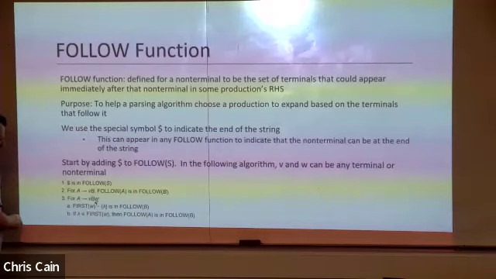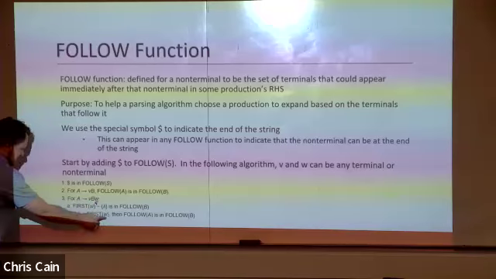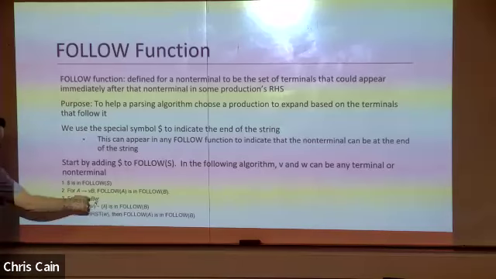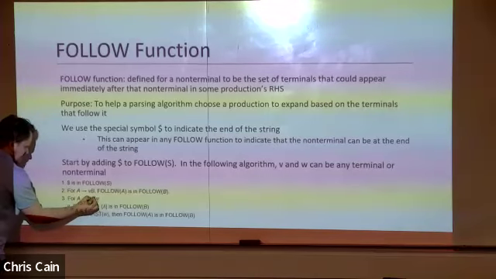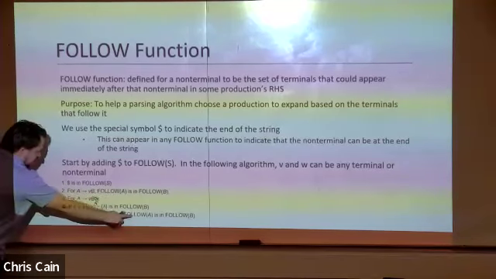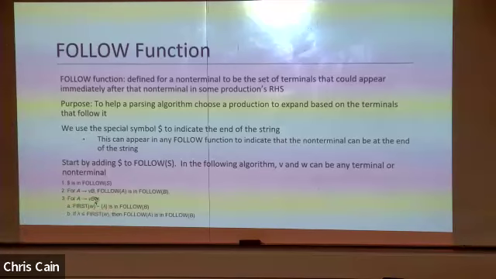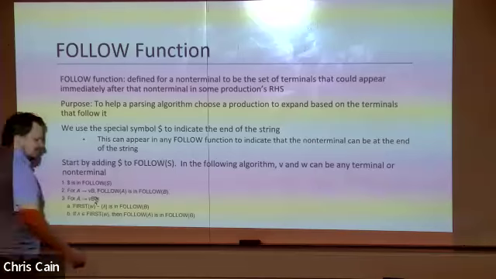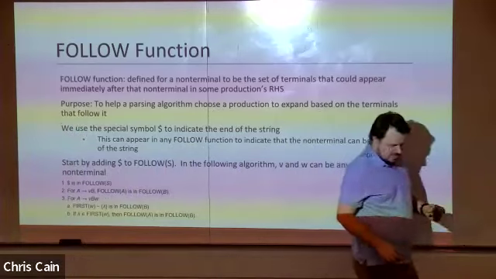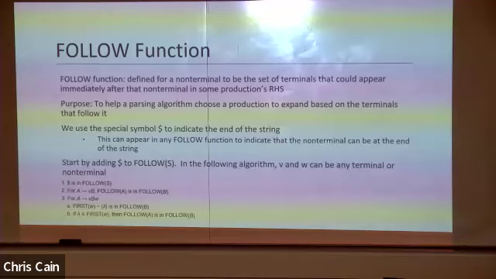If lambda is in first of W, then whatever could follow this character A could also follow B, because this is now the end of the string. So if this can derive lambda, that means it's possible to not have this at all, which puts us back in this situation where follow of A is in follow of B. That's just a special case: if this can go away, we end up back here. So those are some important rules. But that's it. That's the entire follow function.